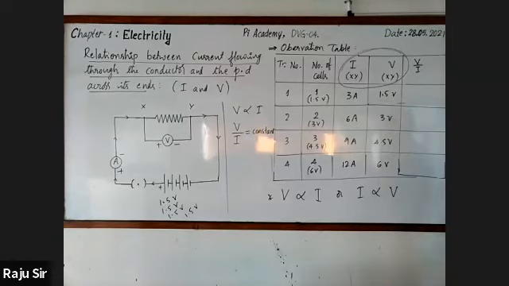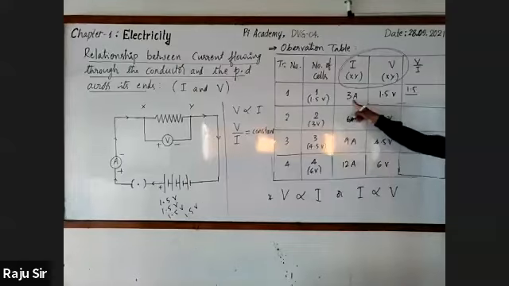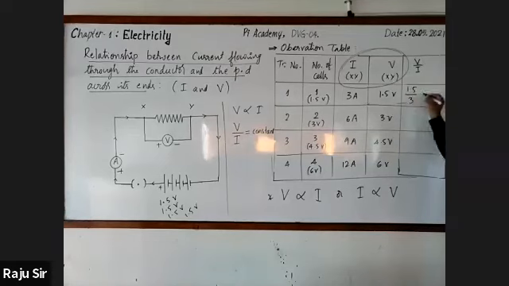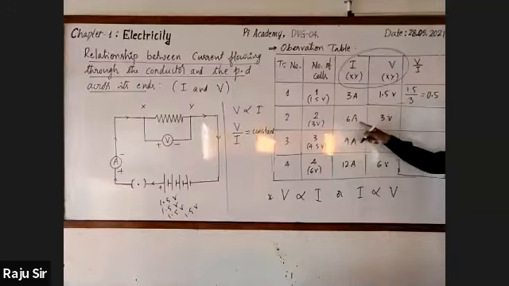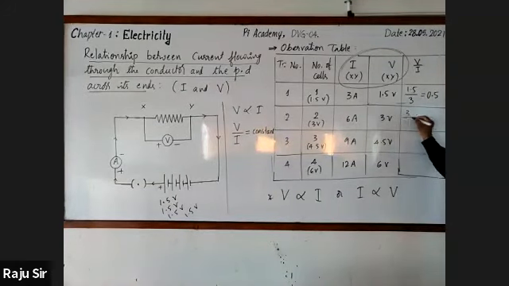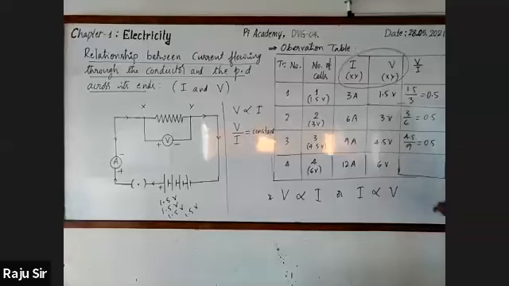V is how much? In the first reading, 1.5. Current is? 3 amps. Yes. 1.5 by 3 is? 0.5. Similarly, here 3 by 6 is also 0.5. 4.5 by 9 is also 0.5, and 6 by 12 is also 0.5.